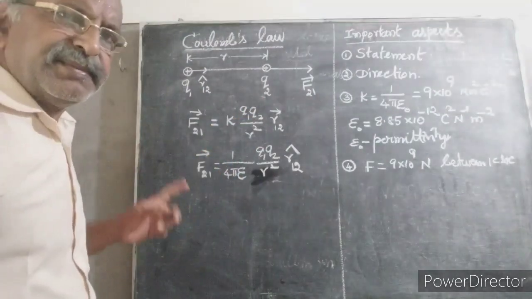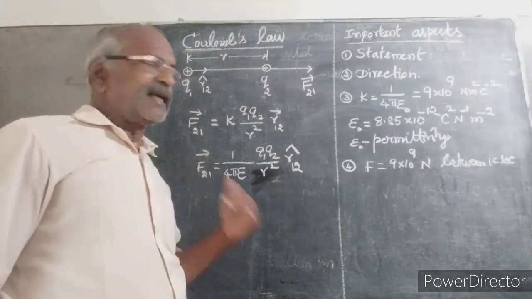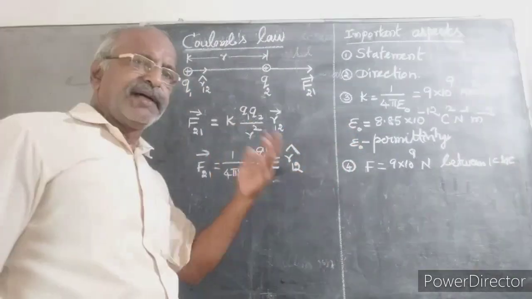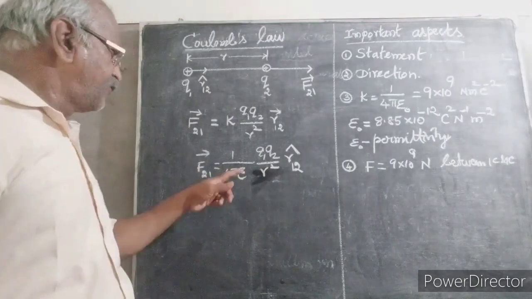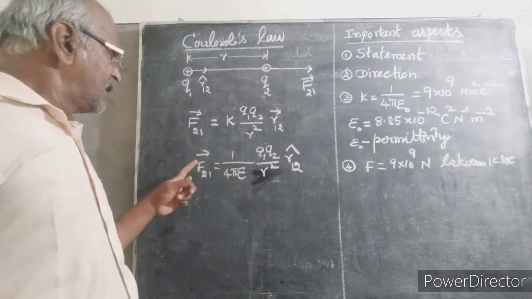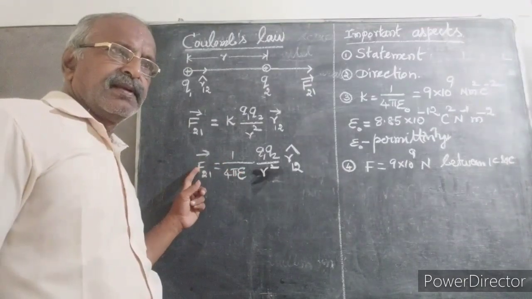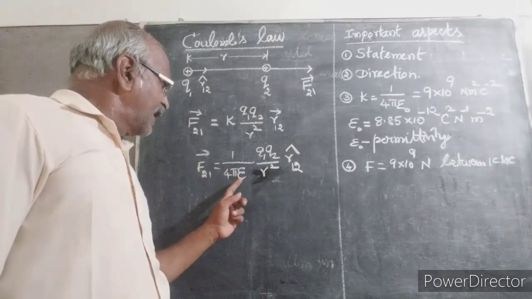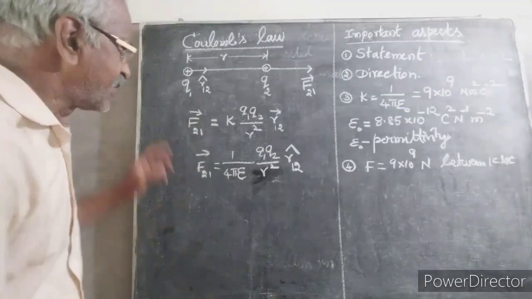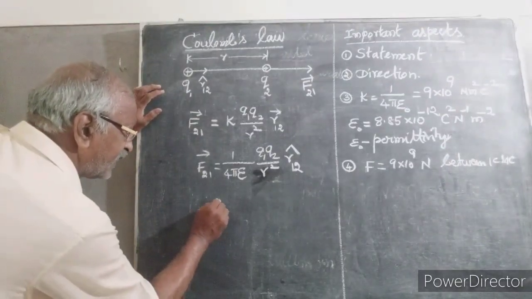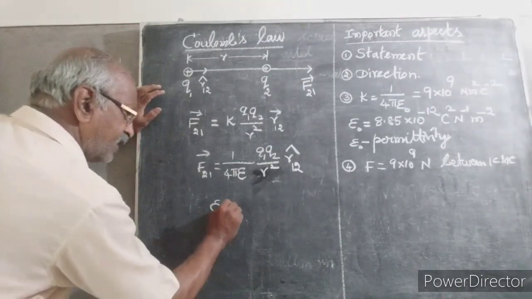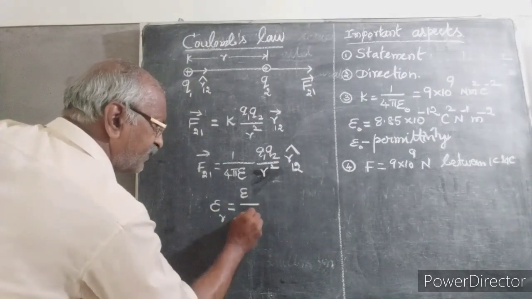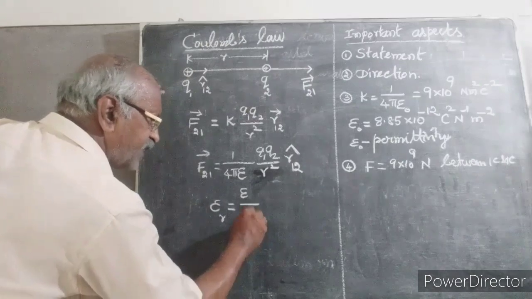The permittivity of any medium, epsilon, is always greater than epsilon naught. So the force between the charges reduces by epsilon r, where epsilon r is called the relative permittivity. I define another quantity, epsilon r. It is defined as the ratio of permittivity of the medium to permittivity of free space.